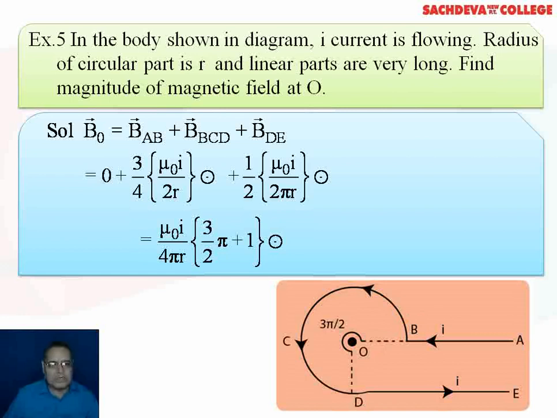So our question is, in the body shown in the diagram, current I is flowing, the radius of the circular part is r and the linear parts are very long. Find the magnitude of magnetic field at O. B naught is equal to magnetic field due to AB plus magnetic field due to BCD plus magnetic field due to DE. Put up the values, simplify the result, which comes to be mu naught I over 4 pi r into 3 over 2 pi plus I.